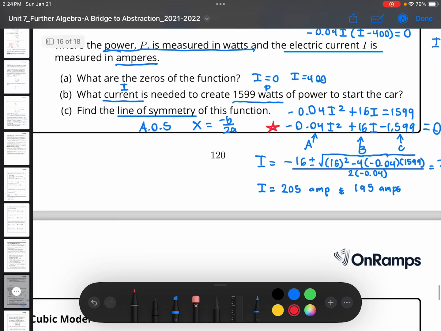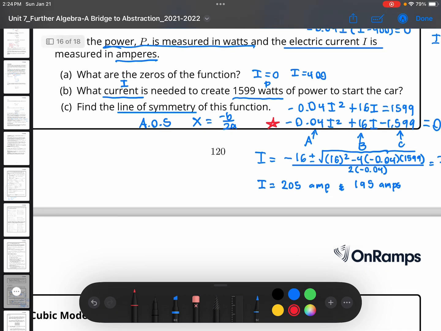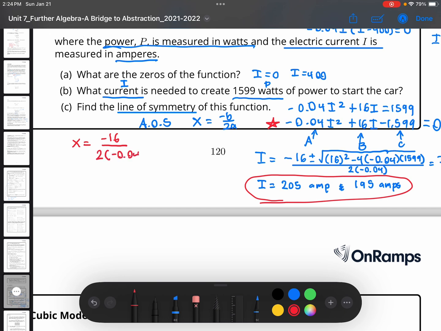All right, so negative b would be negative 16. By the way, this is the answer for B. And I'm about to write the answer for C. All right, so this right here would be equal to 200. All right, so that's where the axis of symmetry is located.